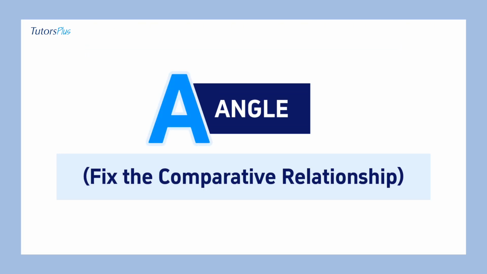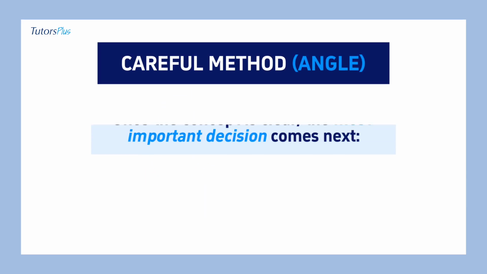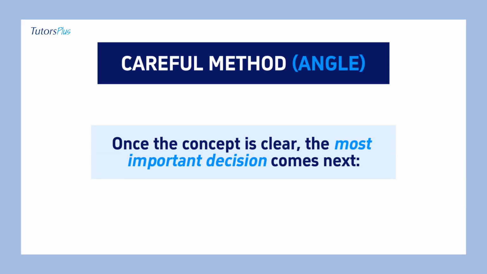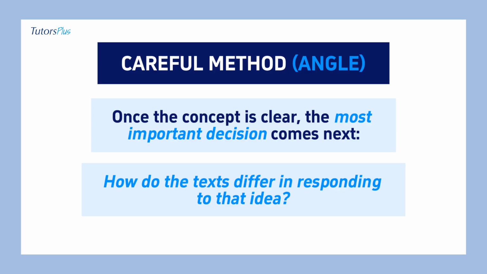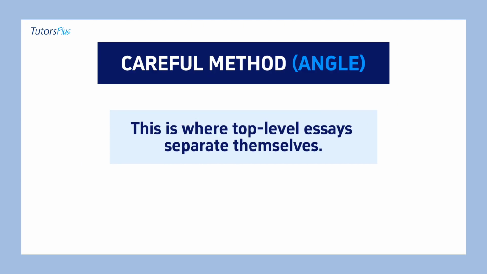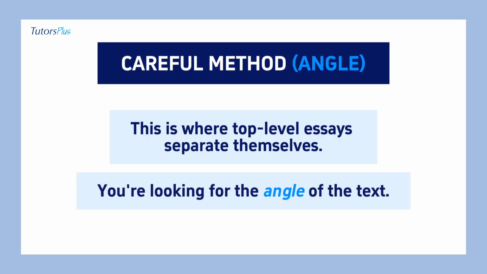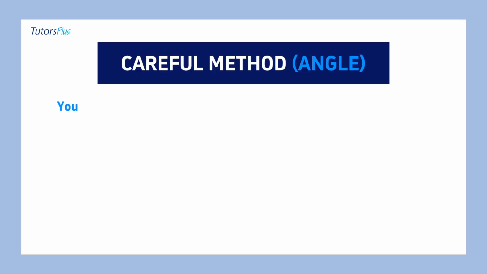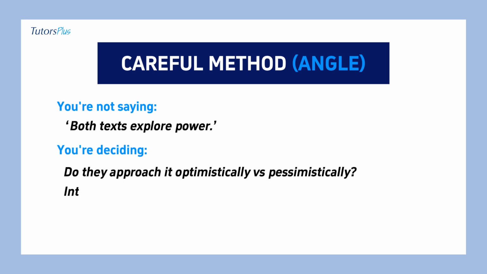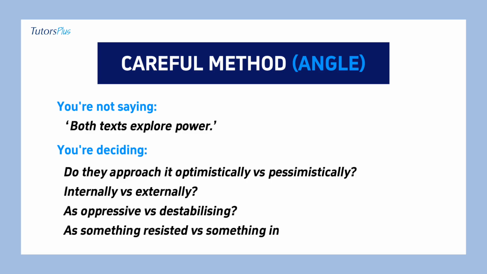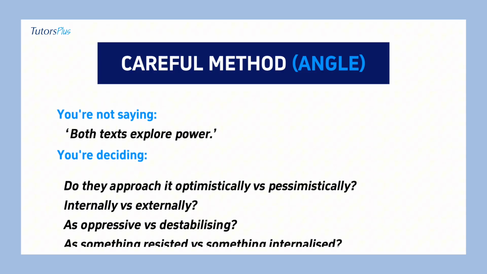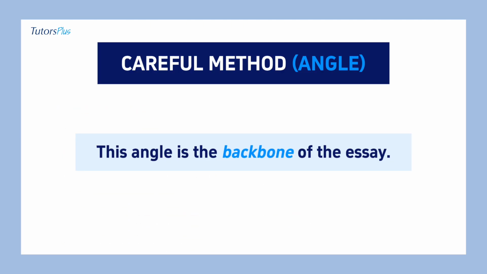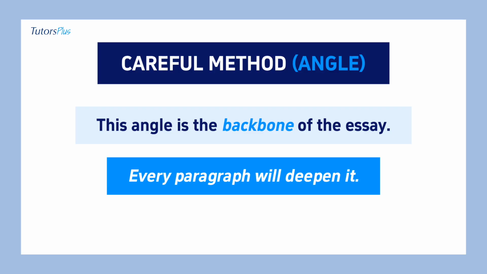Then the A in CAREFUL, which is the angle. So once your concept is clear, the most important decision that comes next is, how do the texts differ in responding to the idea? It's where top-level essays separate themselves. You're looking for the angle of the texts. You're not saying both texts explore power. You're deciding, do they approach it optimistically versus pessimistically, internally versus externally, as oppressive versus destabilizing. And this angle is the backbone of the essay. Every paragraph will deepen it. And if it's not clear now, then the comparison will drift later.